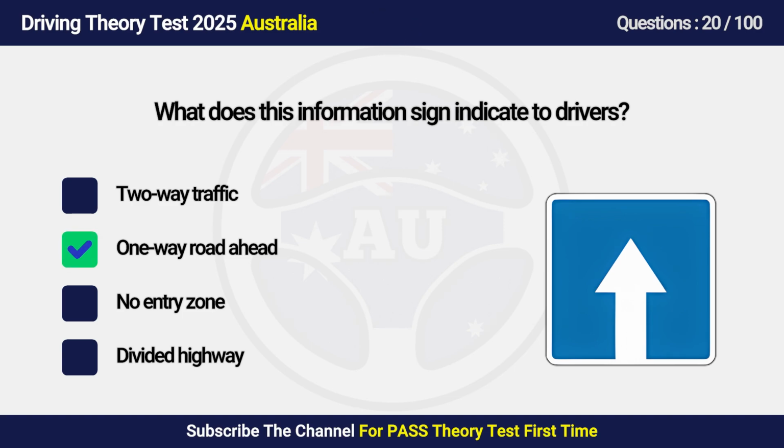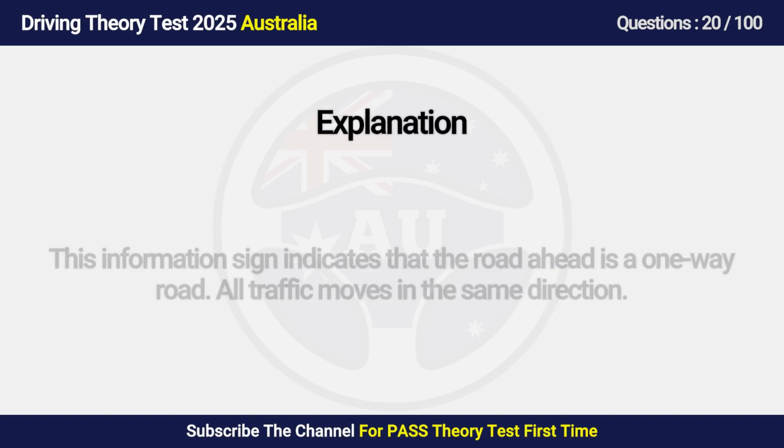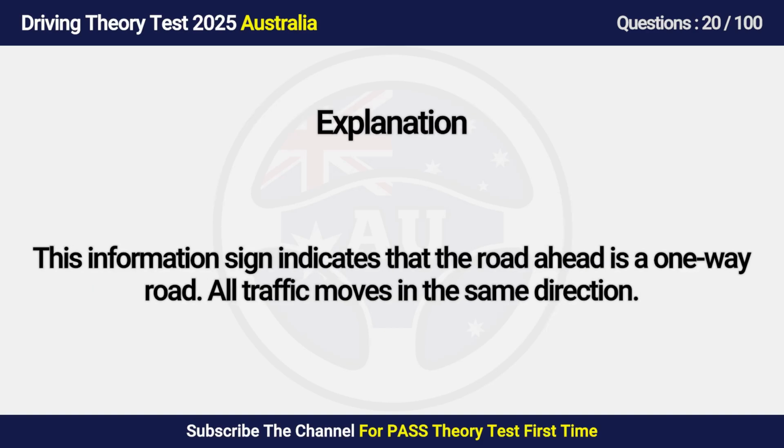Answer is B. One-way road ahead. This information sign indicates that the road ahead is a one-way road. All traffic moves in the same direction.